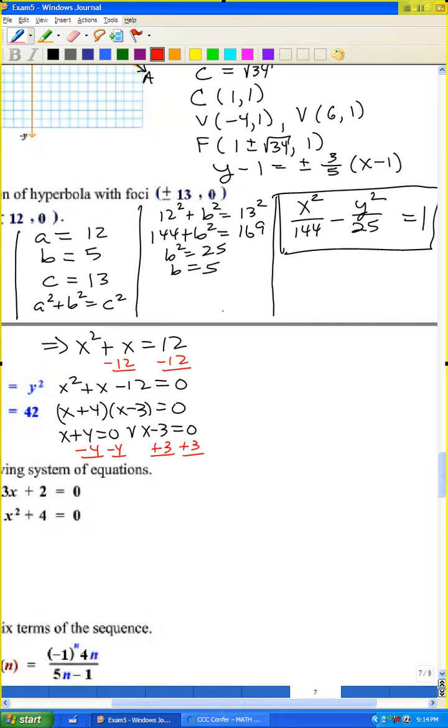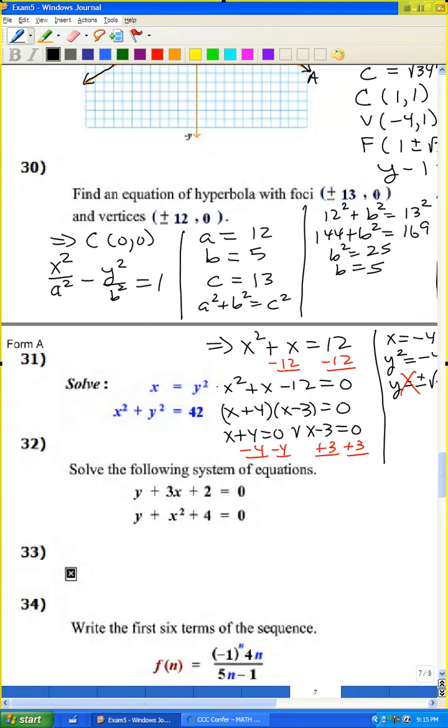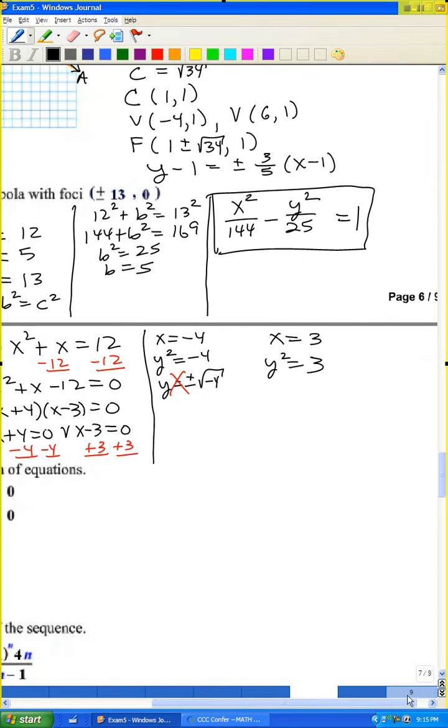And so I have here that x equals negative 4, x equals positive 3, but I have that x is equal to y squared. And so y is equal to plus or minus the square root of negative 4. Well, I don't want complex solutions, so I'll get rid of that. y squared is equal to 3, since again, x is equal to y squared. And so y is equal to plus or minus the square root of 3.